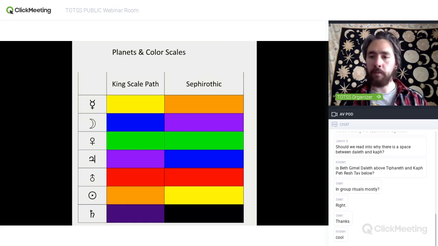So in our king scale path, yellow is the opposite of purple. And so that's Mercury and Jupiter. And then in our Sephirothic colors, we have orange and blue, which are also opposites. So the same kind of sets of complements stay the same. Obviously, Mars and Venus stay the same color. And then the moon and the sun are also complementary colors of either blue or orange or purple or yellow. And then in both, Saturn just sort of doesn't fit in. Saturn is either indigo, which doesn't have an opposite represented in the other planets, or it's black.